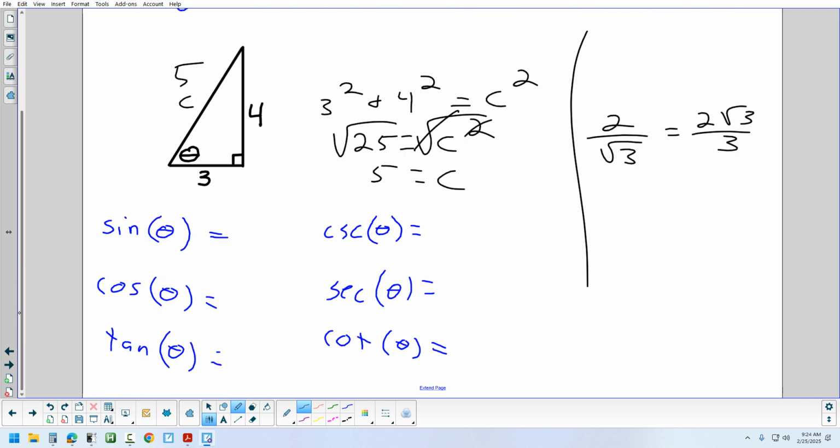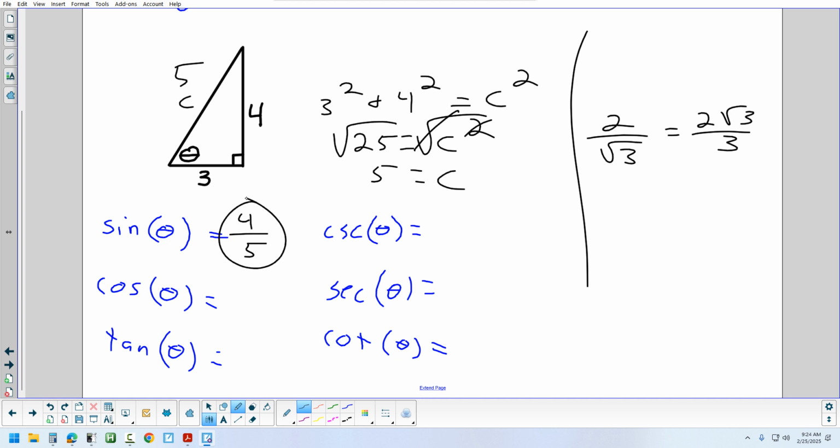All right, let's see if we can do all 6 trig functions. Let's start with sine. What is the definition for sine? Yep. Opposite over hypotenuse. And using this problem, what would the opposite over the hypotenuse be? 4 over 5. Yep, 4 over 5. And that's it. So if I ask you on a test, what is the sine of theta? You would just write 4/5.